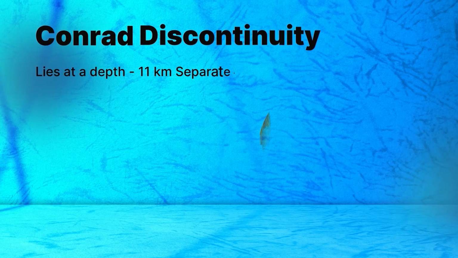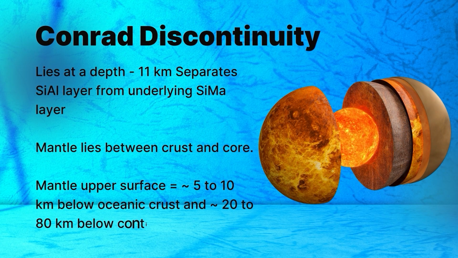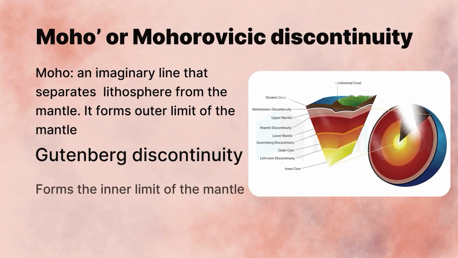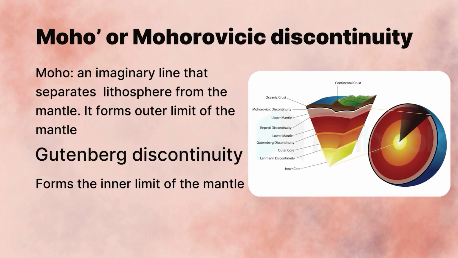The first discontinuity, the Conrad discontinuity, lies at a depth of 11 kilometers and separates the sial layer from the underlying sima layer. Mantle lies below the crust and above the core. Mantle upper surface is 5 km to 10 km below oceanic crust and 20 to 80 kilometers below the continental crust. The Mohorovičić discontinuity, also called Moho, is an imaginary line that separates lithosphere from mantle. It forms the outer limit of the mantle.